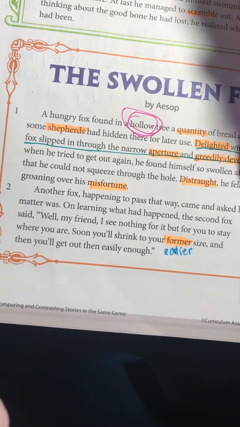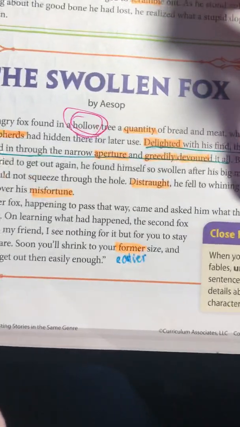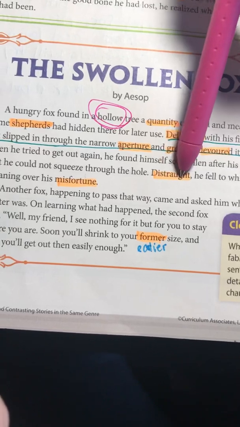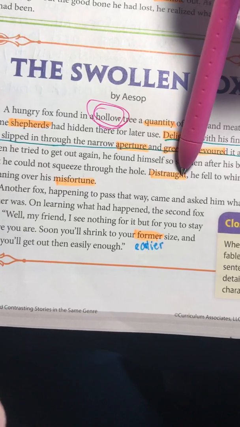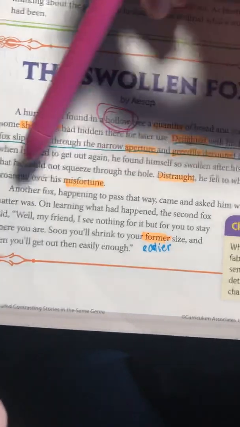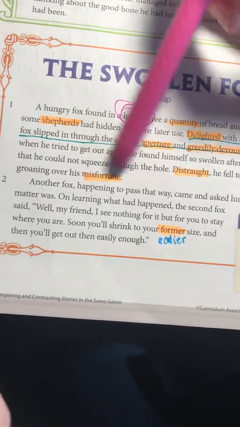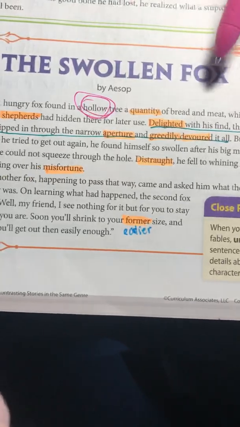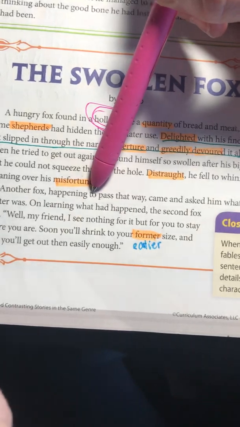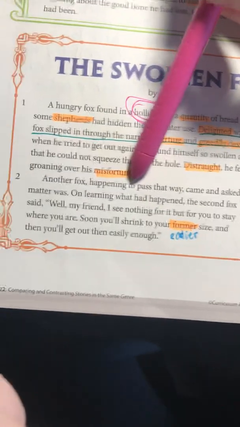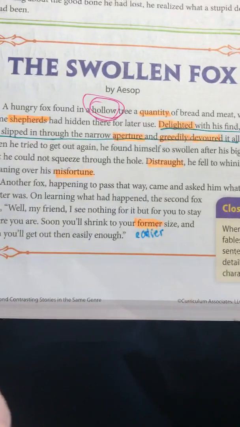And we can also use the words whining and groaning. Usually when we talk about whining and groaning, that's a negative connotation. So we can figure out that this word distraught means something negative. He is extremely sad. He fell to whining and groaning over his misfortune. And I love the word misfortune. He was lucky when he came across this bread and meat, and unlucky when he got so swollen from all that food. He couldn't get out.